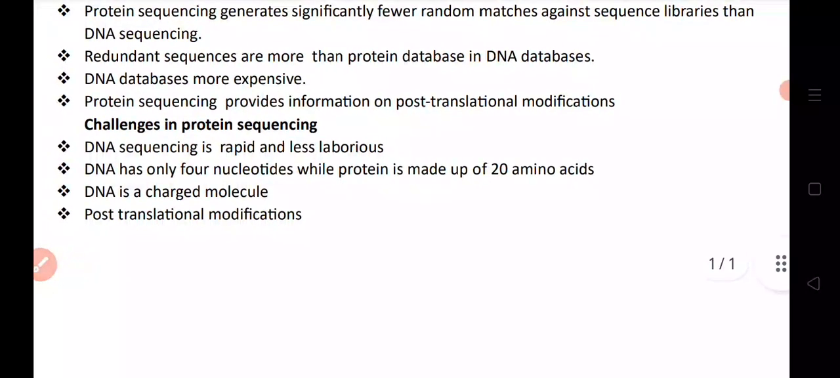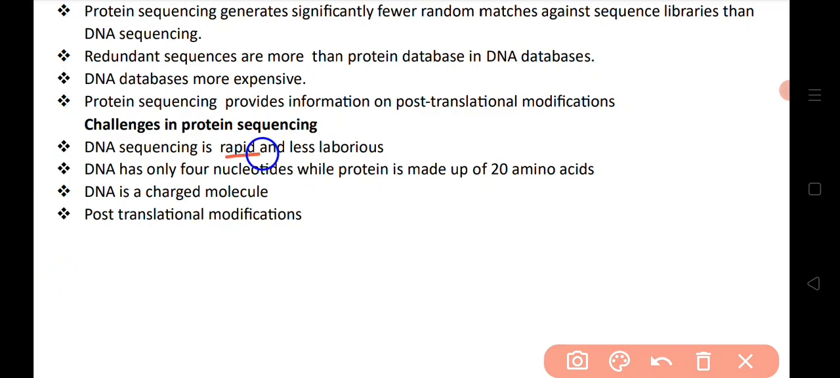Why is protein sequencing not as common as DNA sequencing? DNA sequencing is rapid and less laborious. It means less effort is required in DNA sequencing as compared to protein sequencing. Now, the next 3 points will justify why DNA sequencing is more rapid or less difficult.